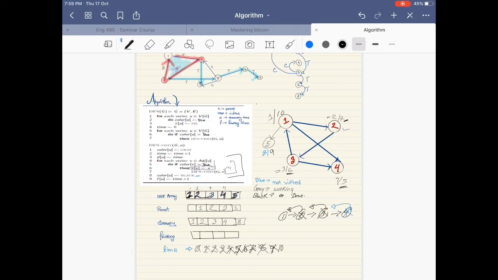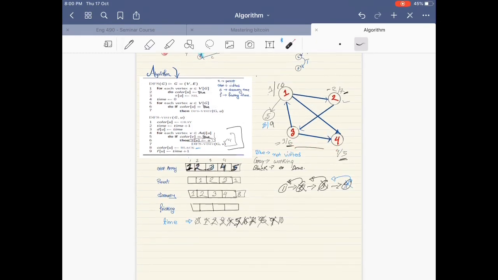Try to do this whole simulation on your own, and take smaller graphs to easily understand what's going on here.